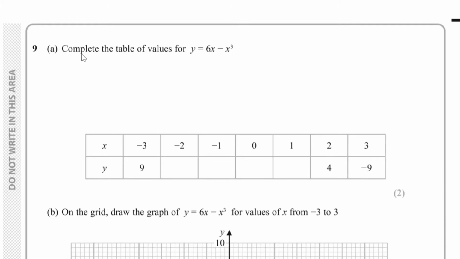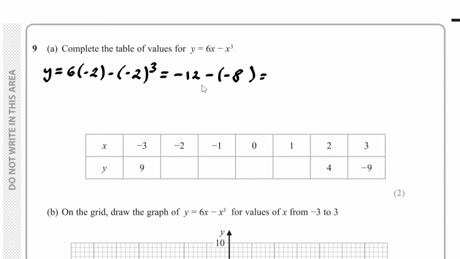Question number 9. For part A, we have to complete the table of values for y equals 6x subtract x cubed. Well, when x is equal to minus 2, y is equal to 6 times minus 2 subtract minus 2 cubed. 6 times minus 2 is minus 12. Then I've got minus, then minus 2 cubed, that's minus 8. So I've got minus 12 subtract negative 8, so that's minus 12 plus 8, that's equal to minus 4.